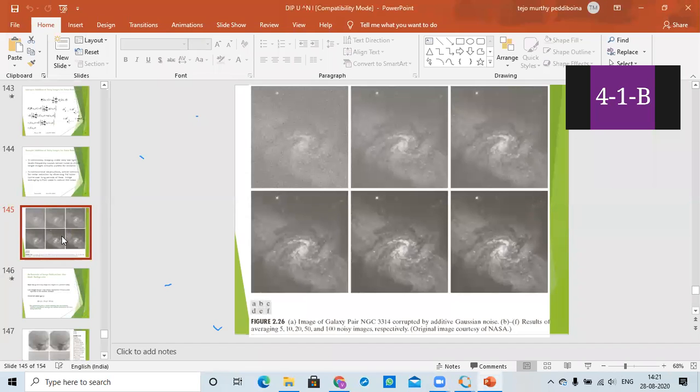So one particular image is corrupted by additive Gauss noise, and after averaging we are getting these type of images.